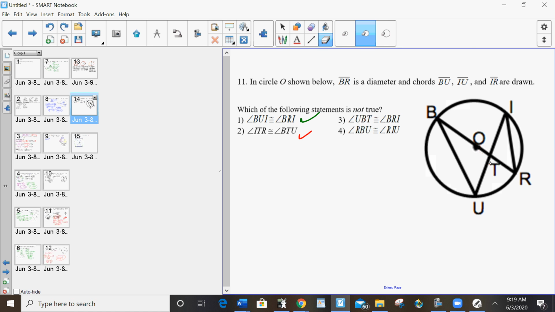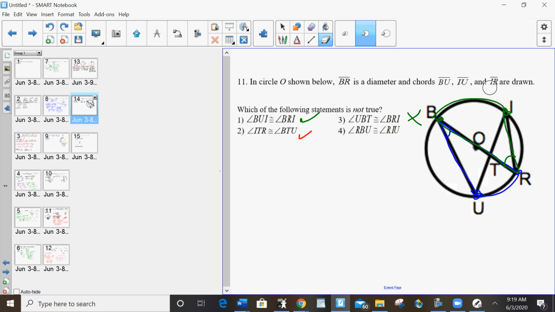All right, two choices left. UBT is inscribed. Its intercepted arc is UR. BRI is inscribed. Its intercepted arc is BI. Do they have the same intercepted arc? No. Are those intercepted arcs necessarily congruent? No, not that I know of. So I'm going to say that one's a no.